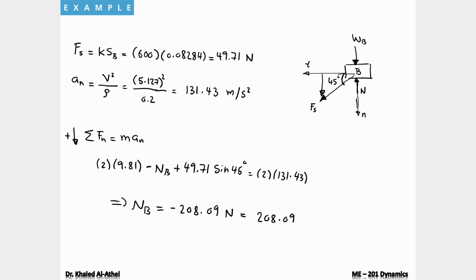Since we assumed it upward and it came as a negative value, it's minus of my assumption, so it's going to act downward. A lot of students get confused with this. They say it is a minus sign and downward is positive, how come it is down? No. This minus means that it is negative with respect to your assumption.